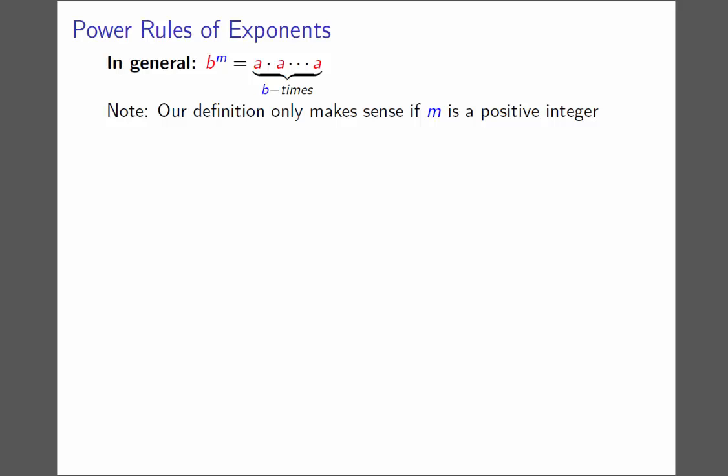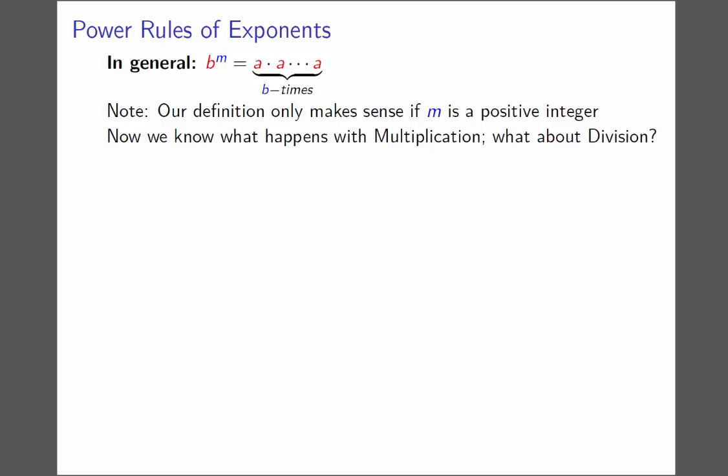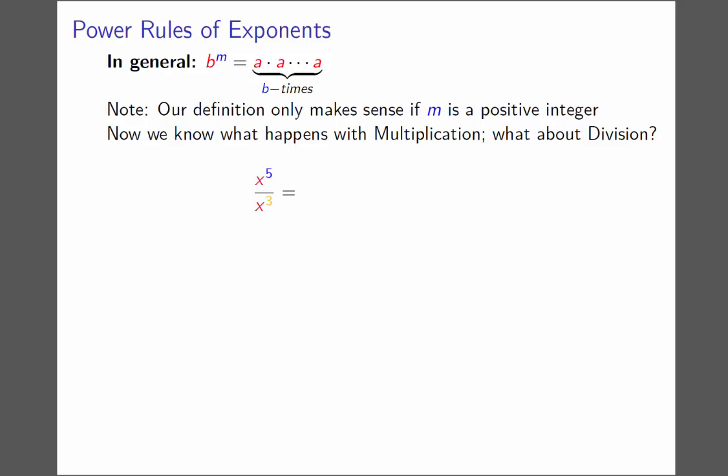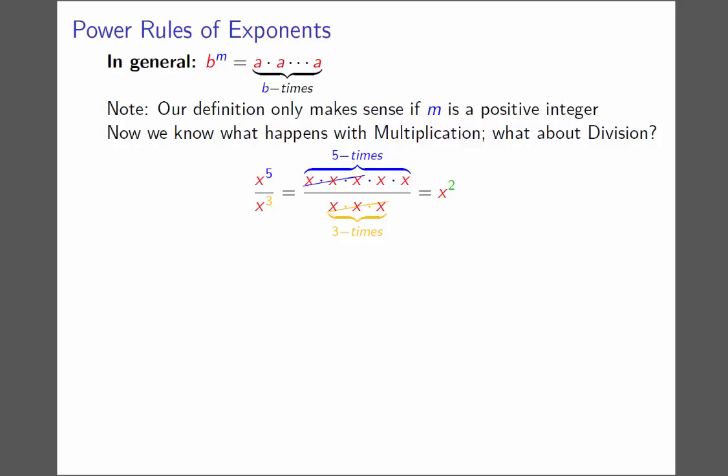Let's keep exploring with our exponents. Now that we know what happens with multiplication, what about division? What if we have x to the fifth power divided by x to the third power? Well, x to the fifth power is x multiplied by itself 5 times, and x to the third power is x multiplied by itself 3 times. But we can make some cancellations because x times x times x divided by x times x times x is just going to be 1, and we'll just be left with x times x up top, which is x squared.